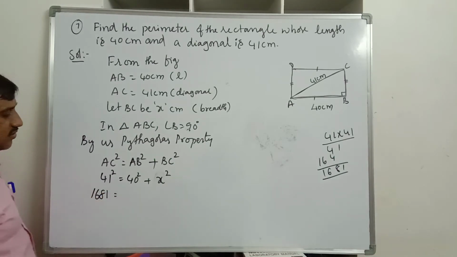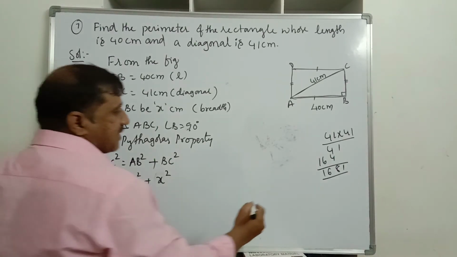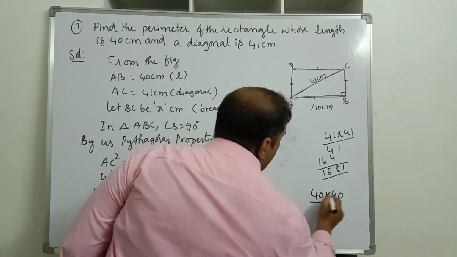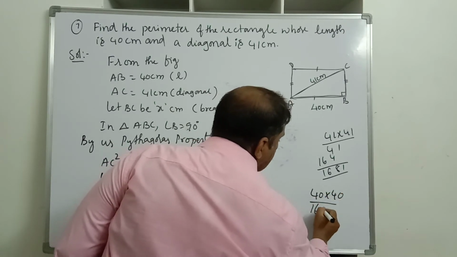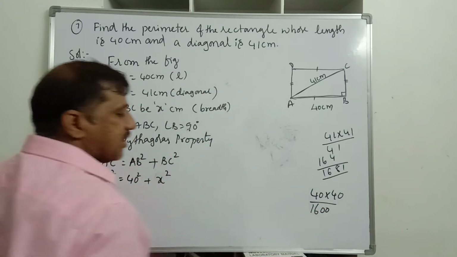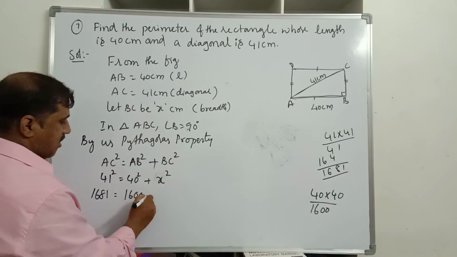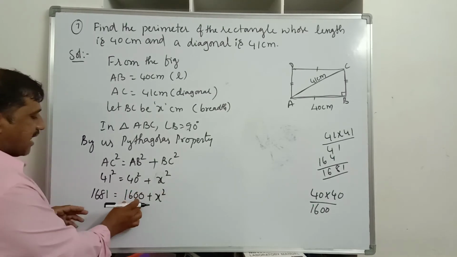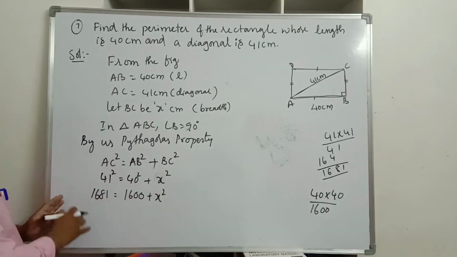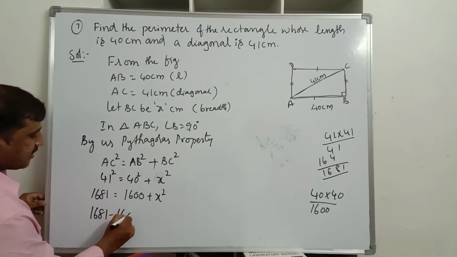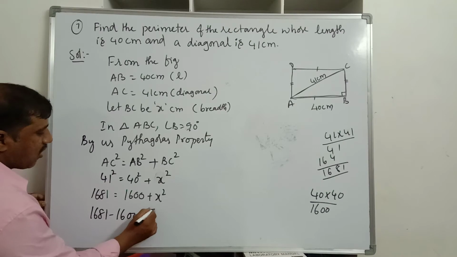1681 is equal to 40 square, that means 40 into 40. We will get 4 into 4, 16, and 0 into 0, keep 2 zeros. We will get 1600. 1600 plus x square. So I send this 1600 to LHS, it will become minus 1600. 1681 minus 1600 is equal to x square.